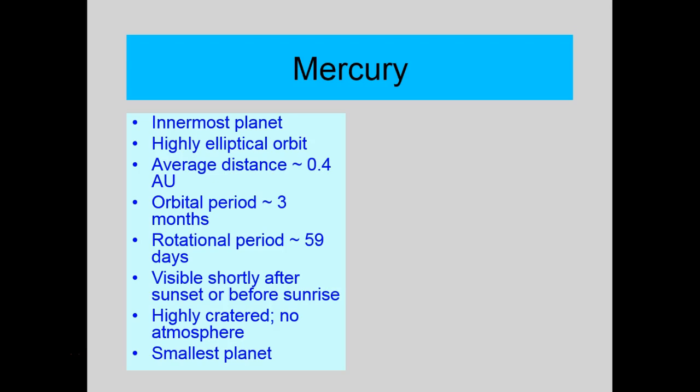Jupiter, 11 times the diameter of the Earth. Saturn, 9 times. Uranus and Neptune, about 4 times. So, way bigger. Now, here's where things get really interesting, I think. Remember we said the inner 4 planets, what was their classification name? Terrestrial planets, meaning rocky. That means they're denser. Those others out there are gases. Those are pretty light. These are dense. Look at the densities here.